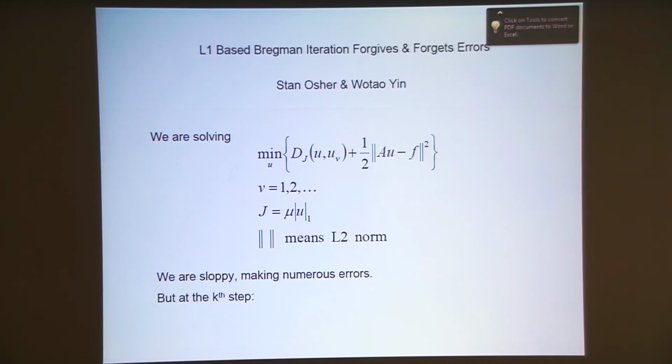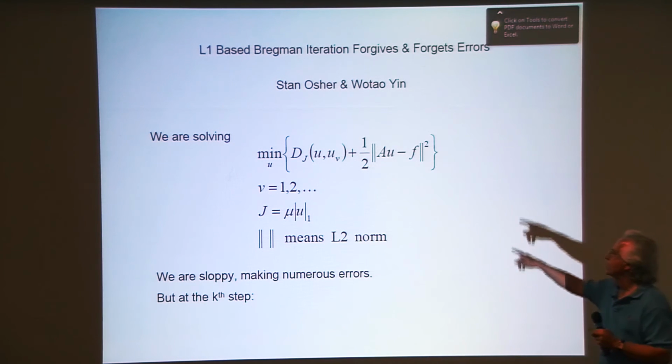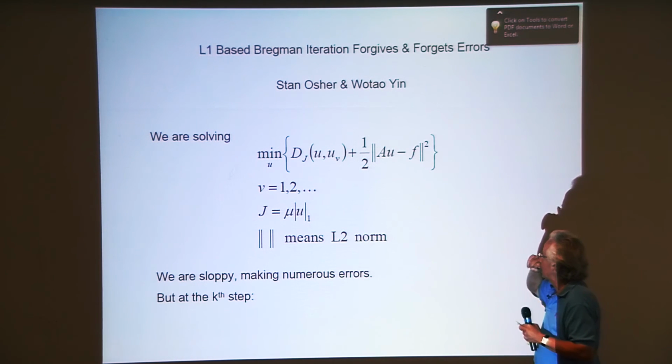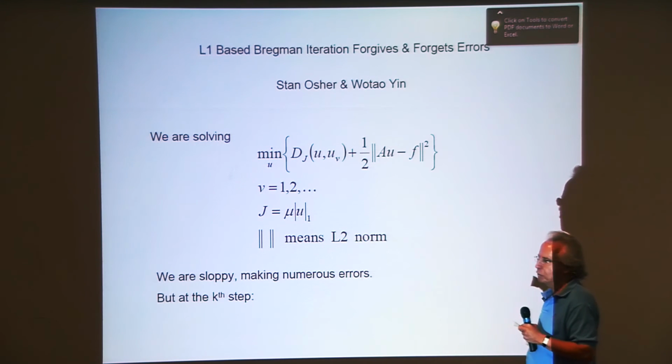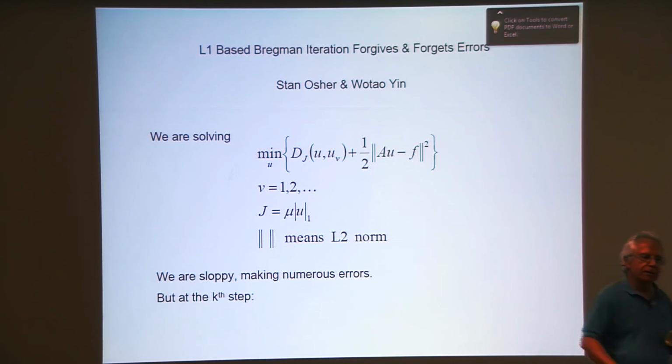So let's talk about how L1 forgives and forgets errors. This is kind of cute and very short. What you're doing is minimizing the Bregman distance of u to u^k plus 1/2 the norm of Au minus f squared, and J is the L1 norm. The 2 bar is L2. We are sloppy, making numerous errors. In fact, we're just randomly putting crazy stuff down.